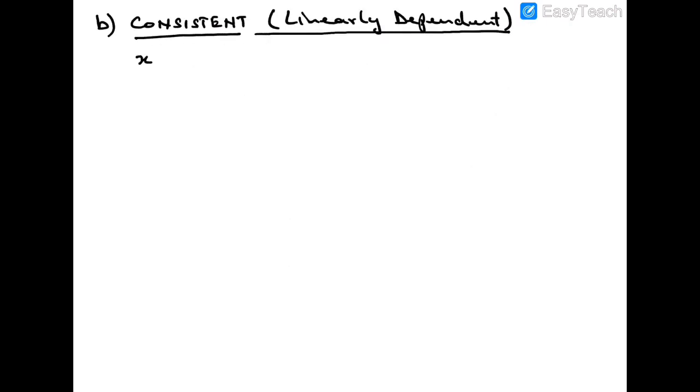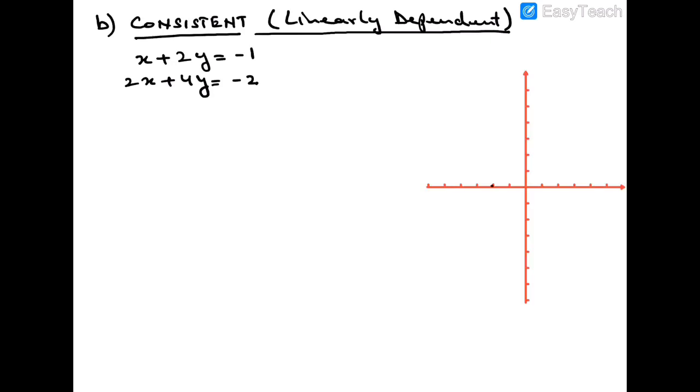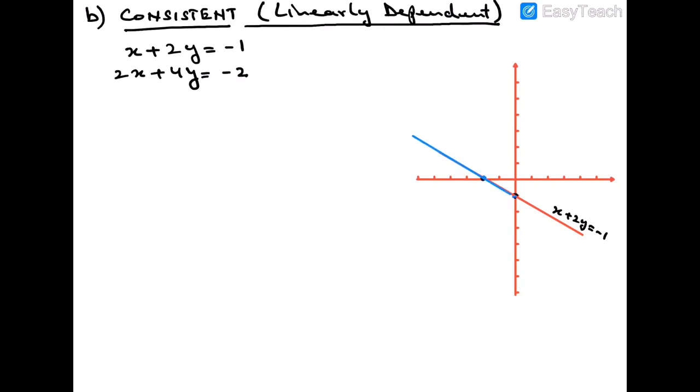Now for linearly dependent, let's take x plus 2y equals minus 1 and 2x plus 4y equals minus 2, and on the xy plane this red line represents x plus 2y equals minus 1, and this blue one represents 2x plus 4y equals minus 2. And as we can see, these two lines are collinear.